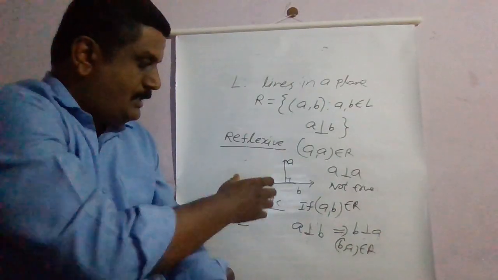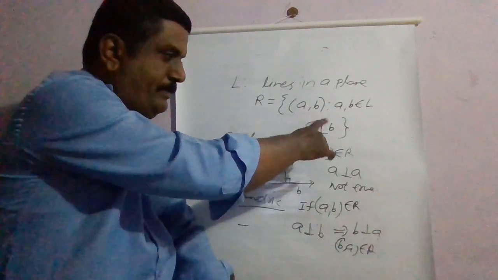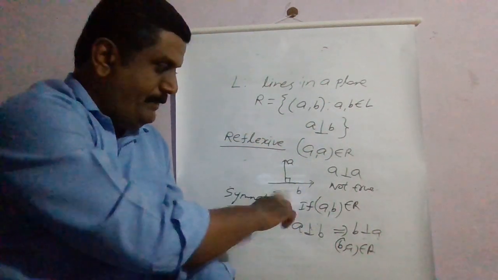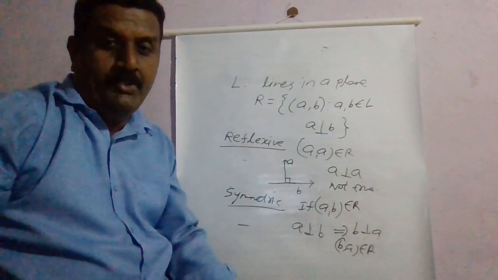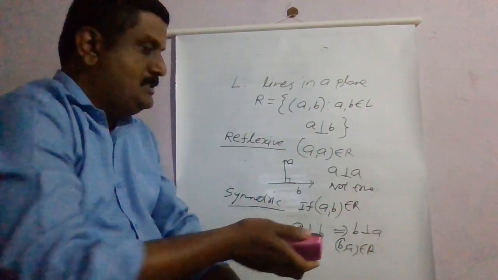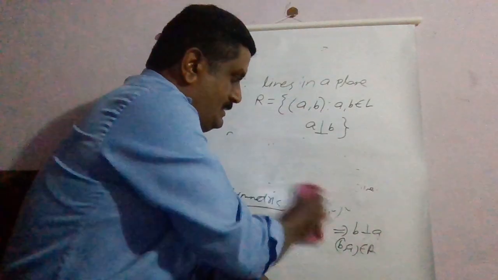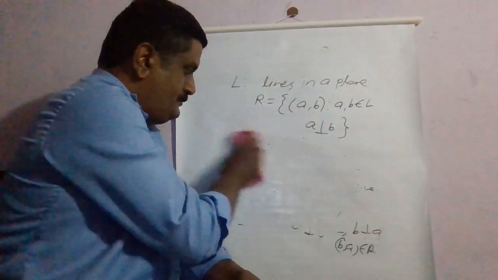So the condition is that A perpendicular to B implies B perpendicular to A. That is, (A, B) belongs to R implies (B, A) belongs to R. So the relation is symmetric. Next, third one, we have to check whether it is transitive.